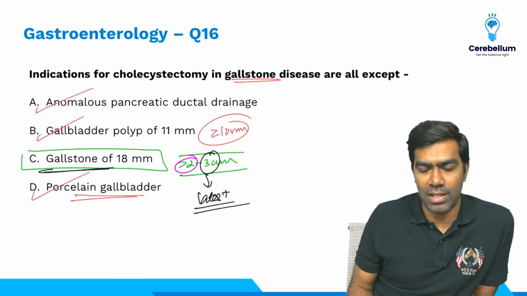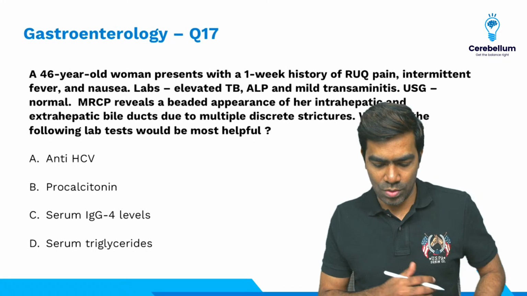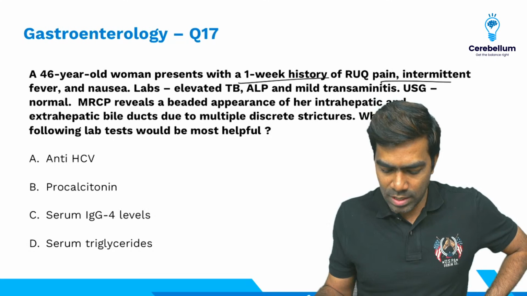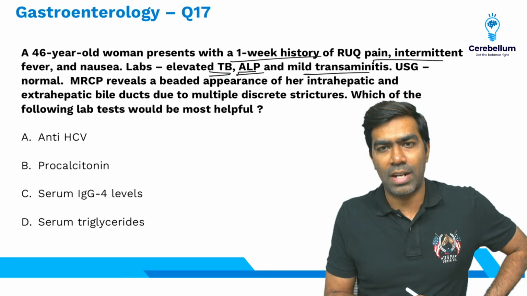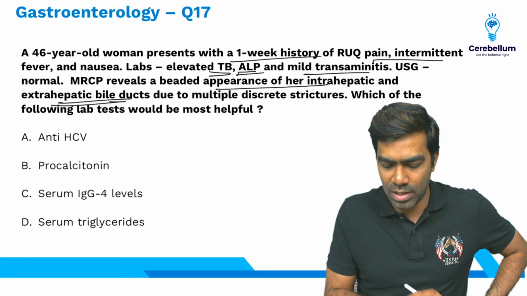Okay, this is another easy one. A 46-year-old woman presents with a 1-week history of right upper quadrant pain, intermittent fever and nausea. Labs show elevated total bilirubin, alkaline phosphatase and mild transaminitis. Ultrasound is normal. MRCP reveals a beaded appearance of intrahepatic and extrahepatic bile ducts with multiple discrete strictures. Which of the following lab tests will be most useful?